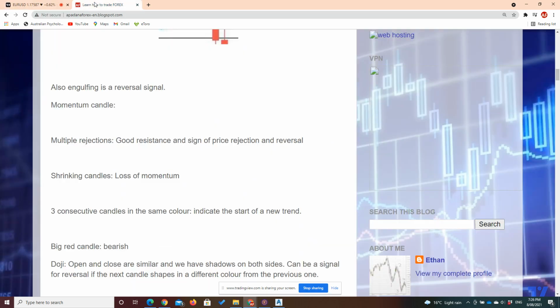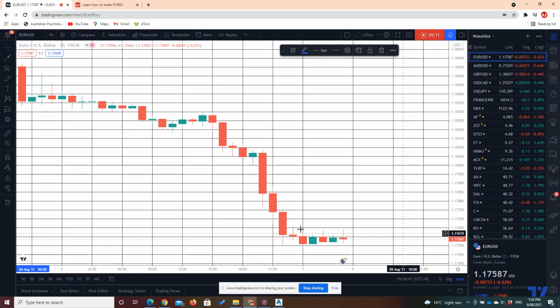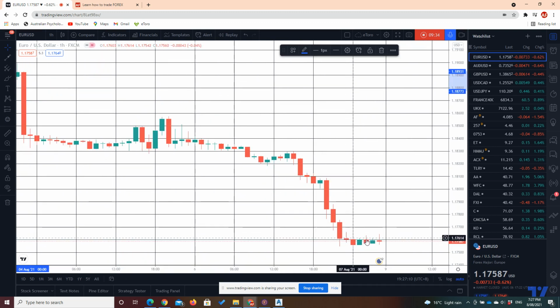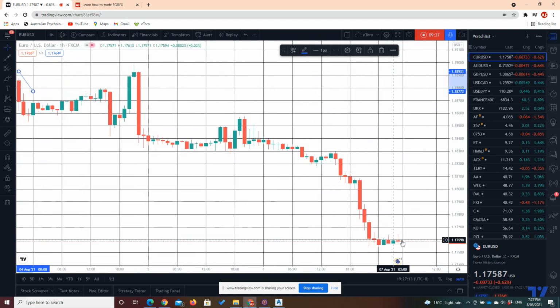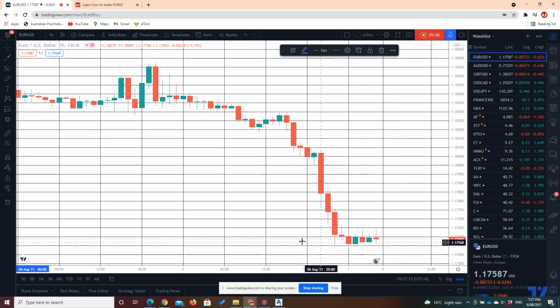So this candle here at the moment, you can see, as I said, multiple rejections happened, so it could be a good resistance and a sign of price rejection. So multiple rejections here. We are looking at euro versus US dollar, and today is 8th of August, which is a Sunday anyway. Tomorrow the market will open. So this could be a very good entry if you think this is a good resistance.